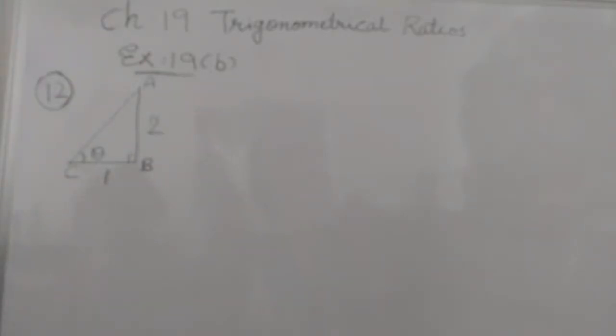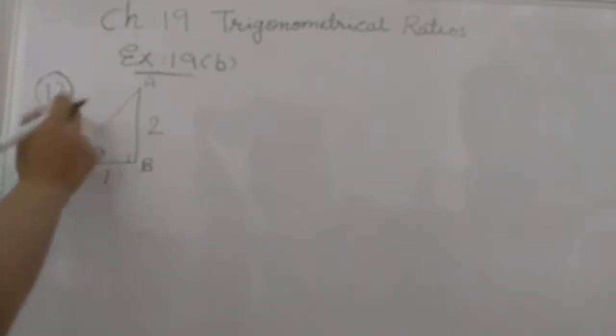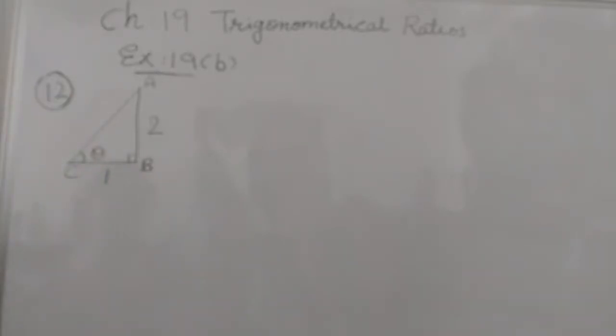Here angle ACB is theta, AB is 2 units, BC is 1 unit. Find the value of sine square theta plus tan square theta. So here we have to find two values, sine theta and tan theta. For that, first of all, I need the AC value. So I take the Pythagoras theorem.